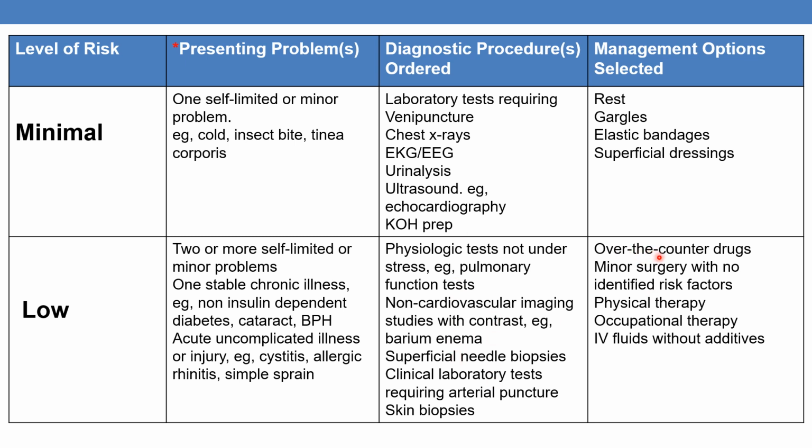And coming to management options: over-the-counter drugs, minor surgery with no identified risk factors, physical therapy, occupational therapy, IV fluid without additives. All these come under low. So whenever the presenting problems are two or more, and physiological tests not under stress, for example, pulmonary function test or skin biopsies or superficial needle biopsies are done, and when the management options are OTC drugs, or minor surgery, or physical therapy or occupational therapy, in all these cases, MDM can be considered as low because the level of risk is low.